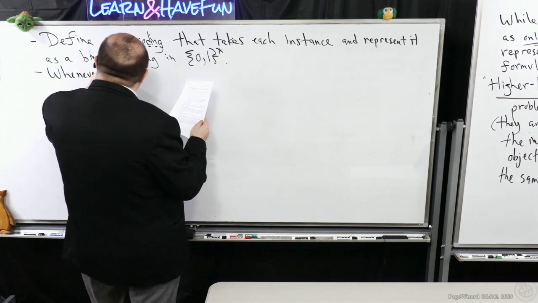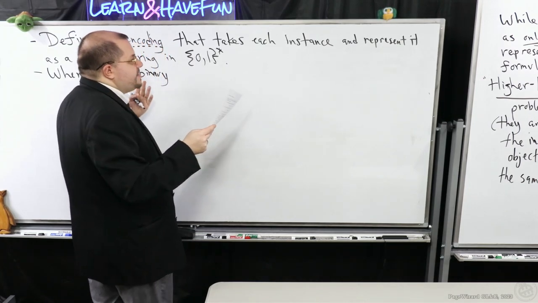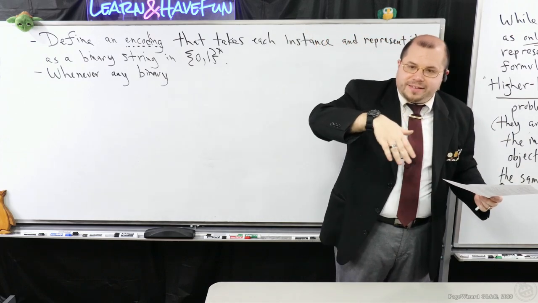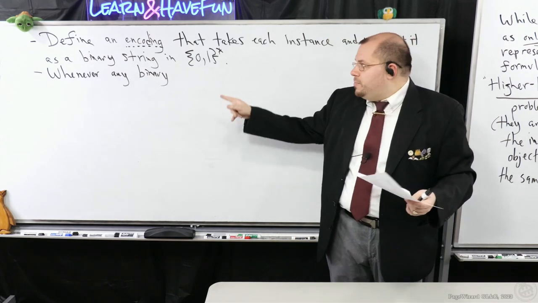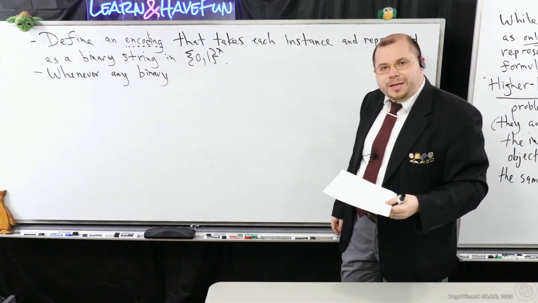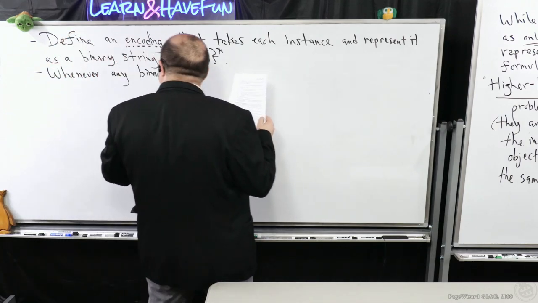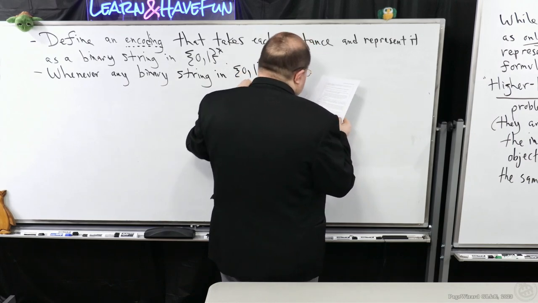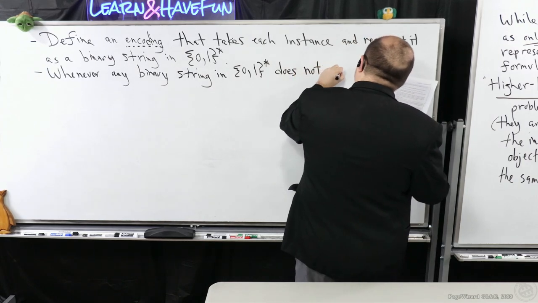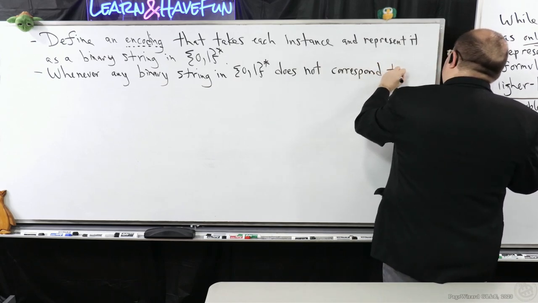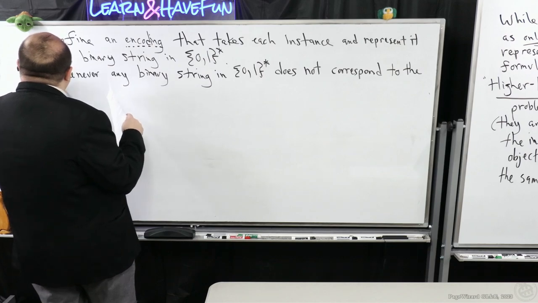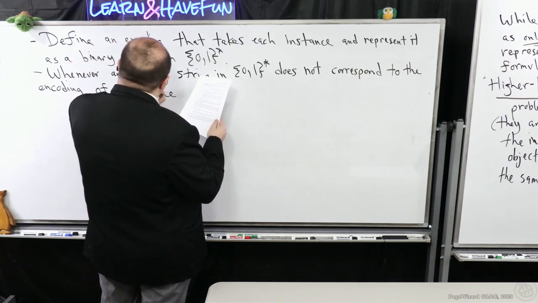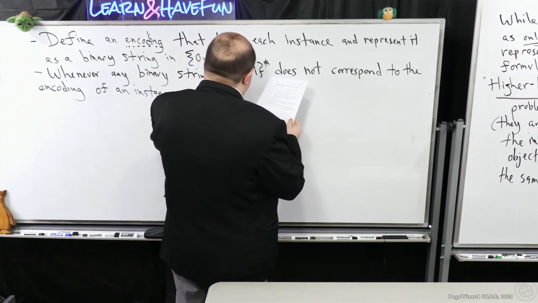So remember, I can imagine each one of the instances I can represent as a binary string. So this is just a conversion. The encoding defines a function that's going to take each one of my instances and translate it to some binary string. Now, there are going to be binary strings that actually don't map to any one of these encodings. I referred to them colloquially earlier as junk, and that's how I like to think about them. Whenever any binary string in here does not correspond to the encoding of an instance, assign its answer.